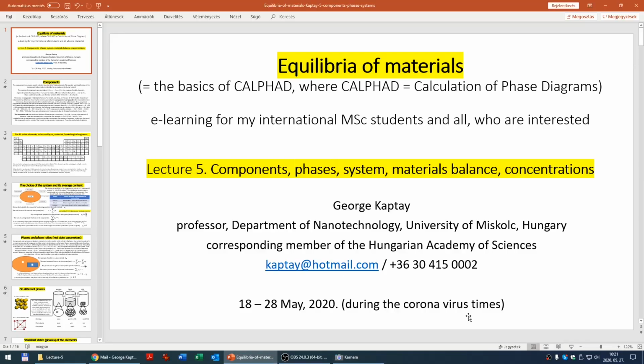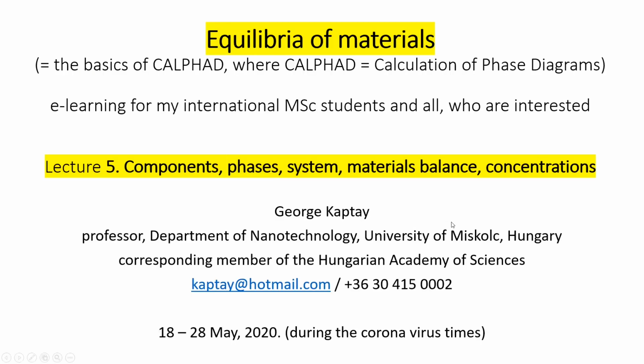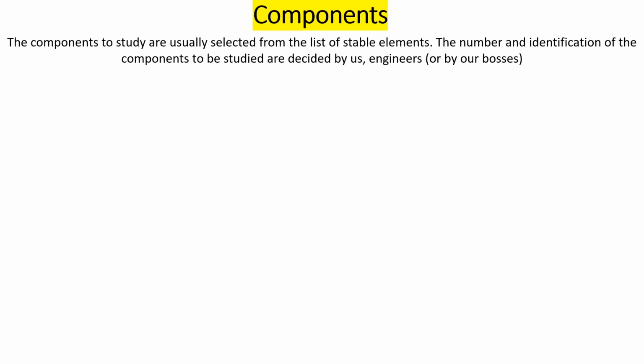Today we have lecture number 5. You remember during the first lectures we made a really large introduction. We talked in details about the system of quantities, then about chemical fundamentals, and finally about physical fundamentals. But today we really start considering basic concepts of cathode. These are the components, the phases, the system, and we will discuss material balance and concentrations.